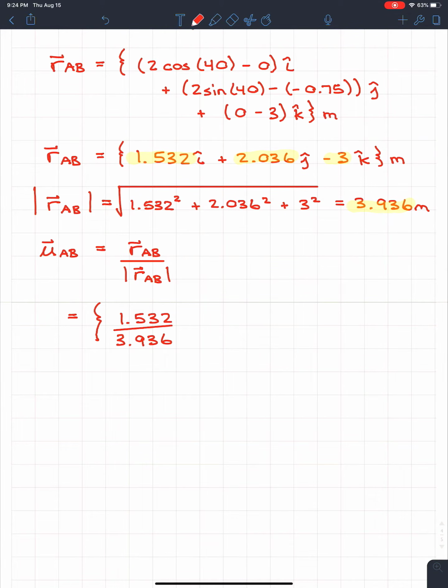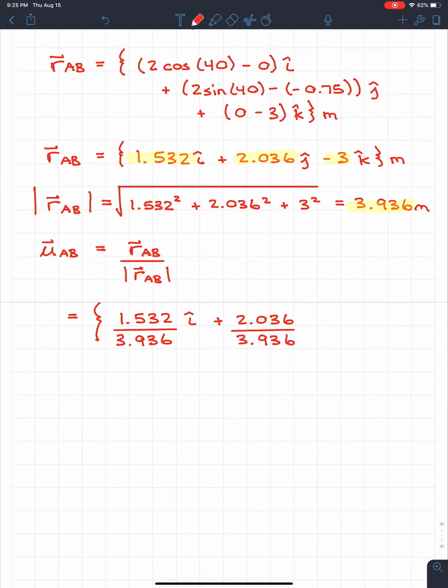Come on, get nice for me. There we go. That's in the i direction. Then we're going to do the j direction. So we're going to go plus 2.036 divided by 3.936. And again, this will be in the j direction.